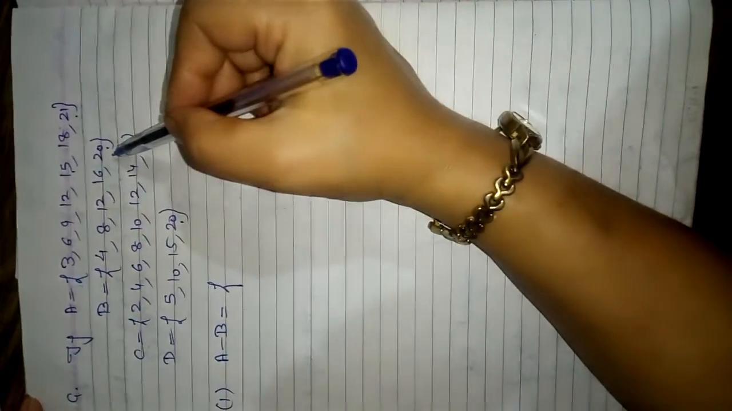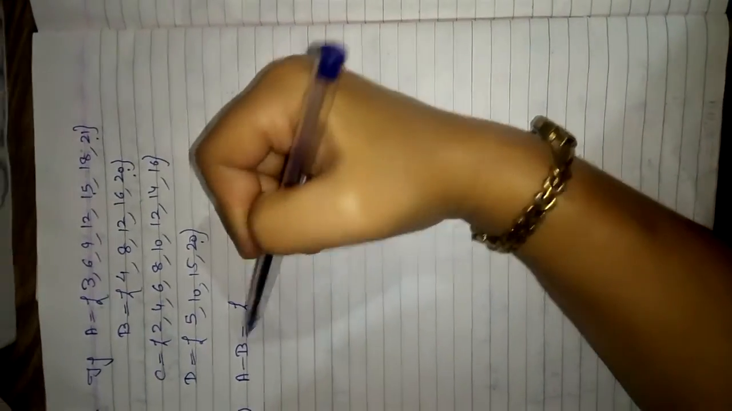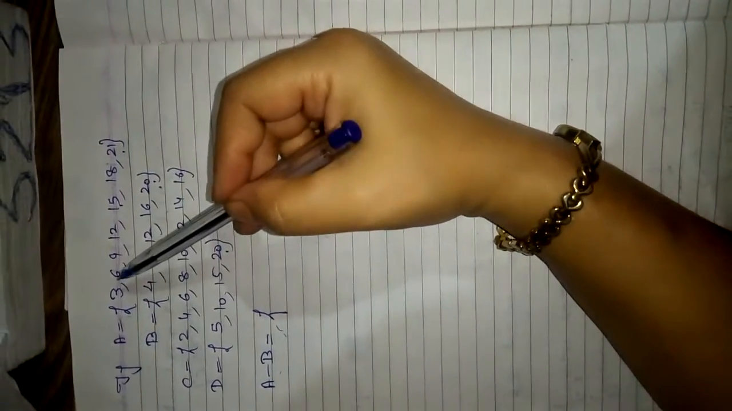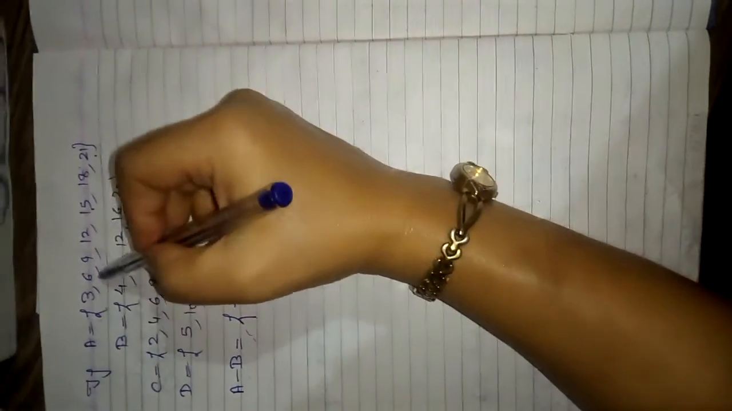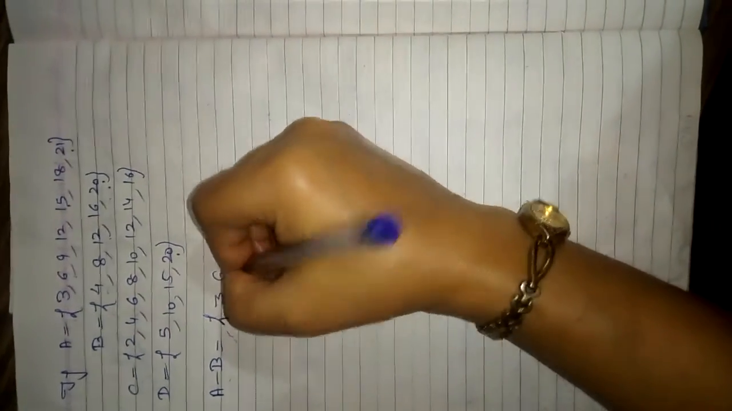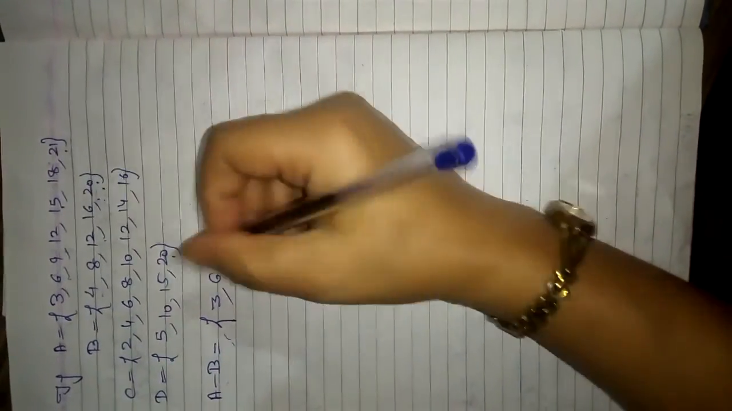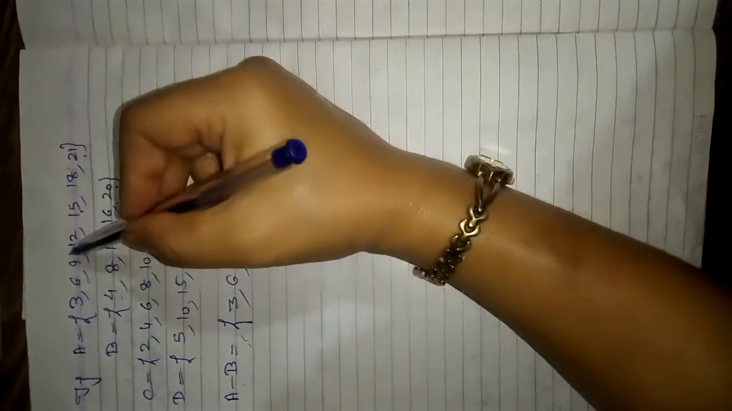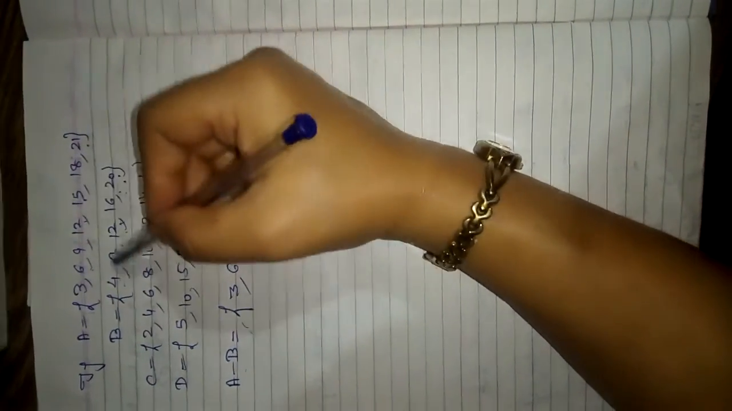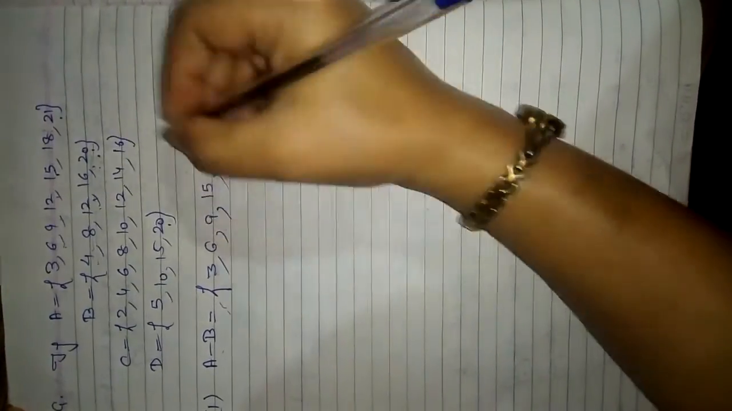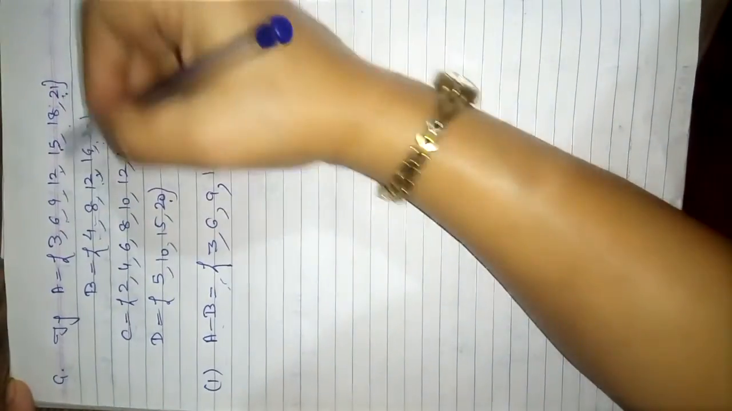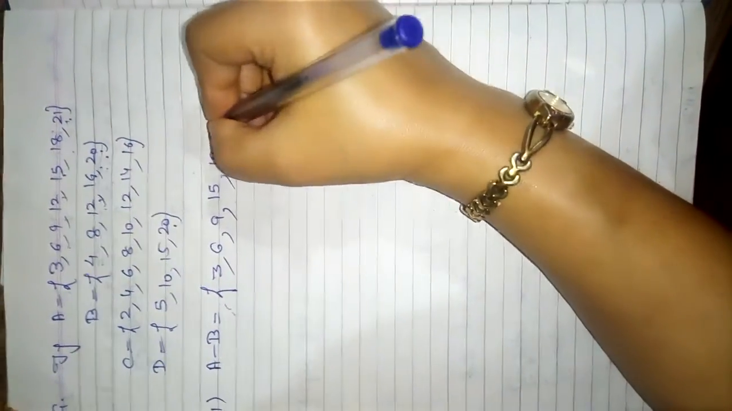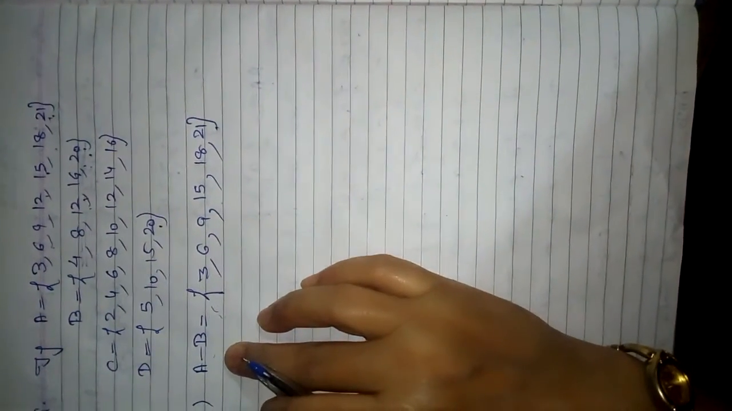Now the first case is A minus B. Set A is this one, set B is this one. So what is A minus B? A minus B means the elements of set A which are not present in set B. So 3 is not present in set B, so 3 will come. 6 is not present in set B, so 6 will come. 9 is also not present in set B, so 9 will come. 12 is here, so leave it. 15 is not here, so write 15. 18 is also not here, so 18 will come. And 21 is not in set B, so 21 will come. This is A minus B.